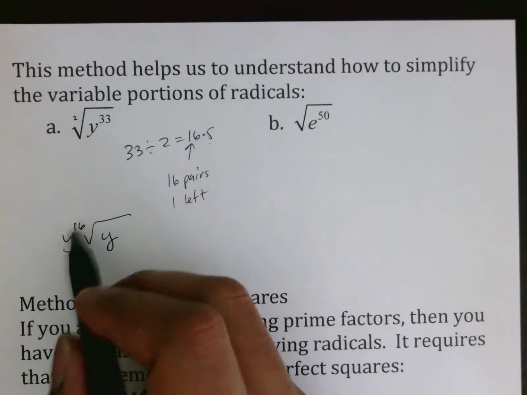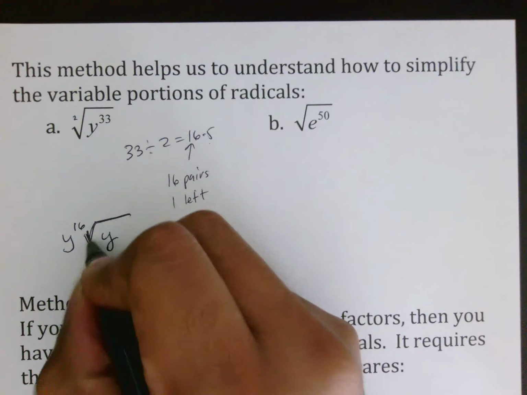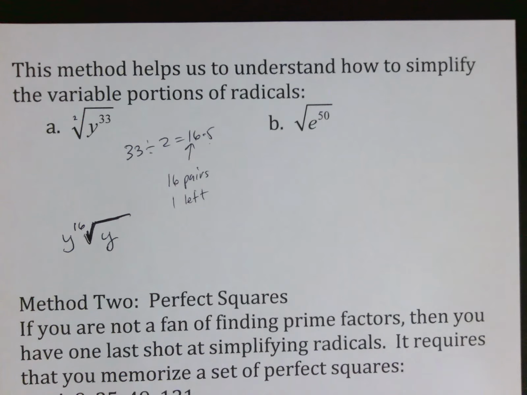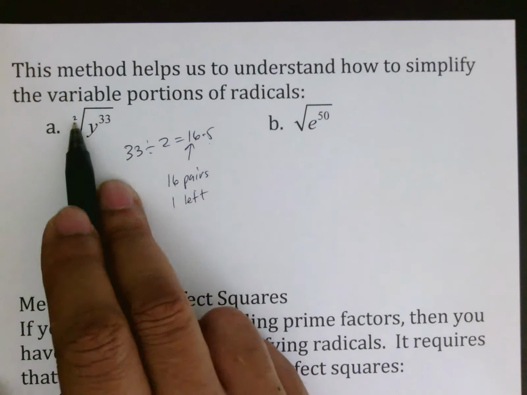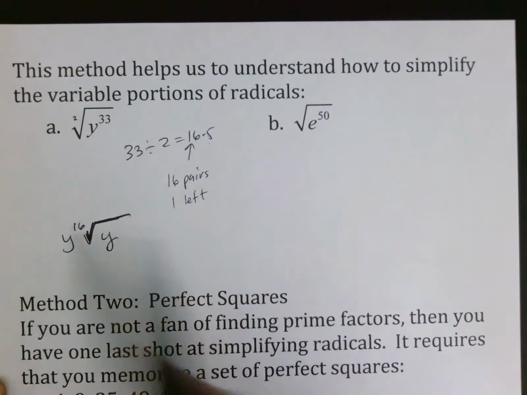Now you do want to make sure your number doesn't mix in with the root like mine did here, because otherwise it looks like the 16th root of y. But y to the 16th times y is what you would end up with, because again, pairs are of 2. 33 of these are in here. That means 16 of those would be able to come out, and 1 of course would stay.